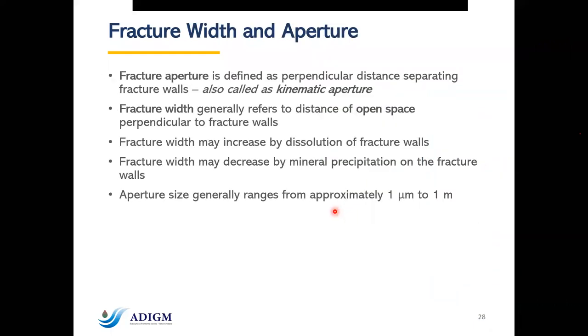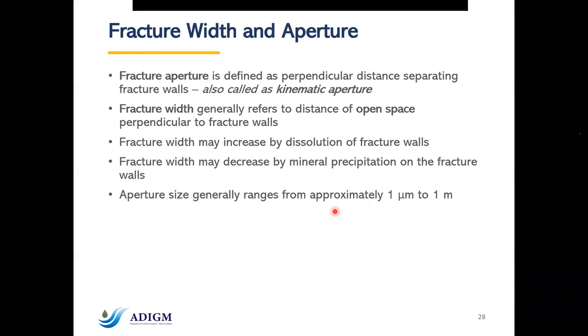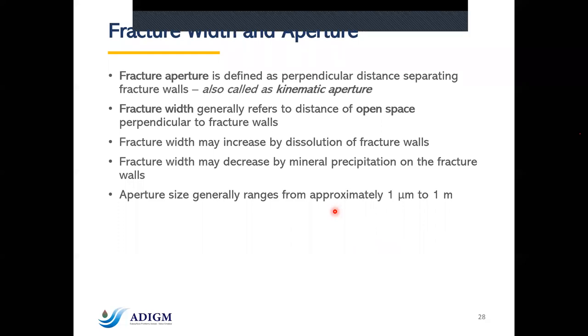So the second parameter is the fracture width and aperture. The fracture aperture is defined as the perpendicular distance separating the fracture walls. So we also call it the kinematic aperture, while the fracture width generally refers to the distance of open space. The fracture aperture is the distance between the walls, but sometimes the fracture is filled with minerals or crystals. So the effective width is sometimes less than the fracture aperture. But in the literature, we use aperture and width interchangeably. So just bear in mind that sometimes when people say aperture, it's actually fracture width.